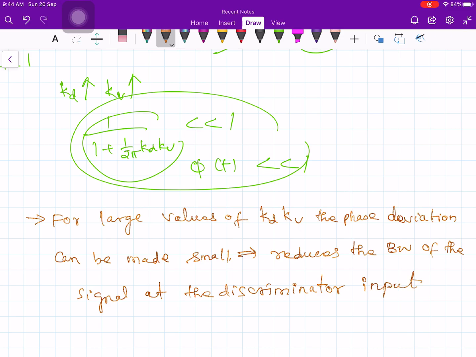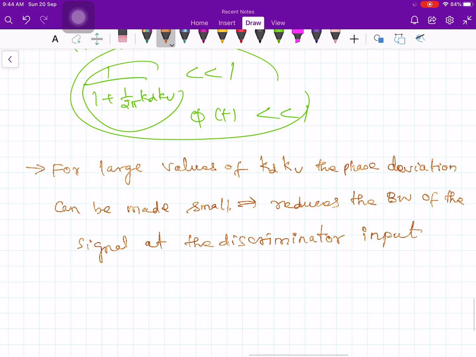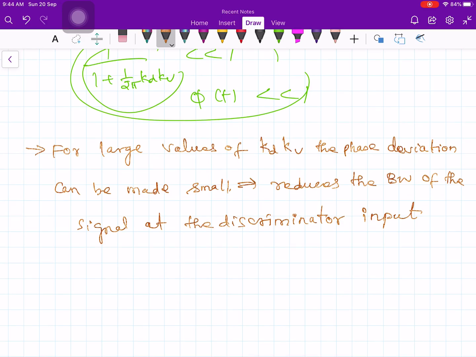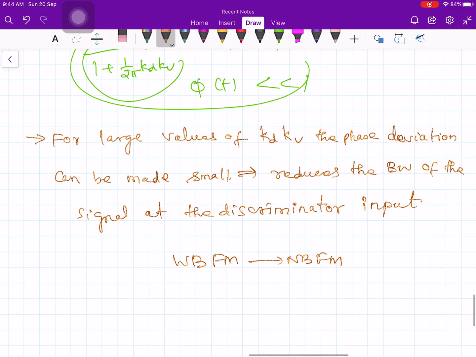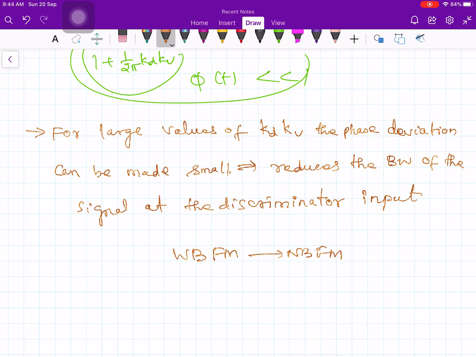Okay, so effectively it reduces the modulation index. Modulation index, of course, is defined only for sinusoidal modulating signals. In general, it converts a wideband FM signal to a narrowband FM signal. That means it reduces the bandwidth of the input to the discriminator. So that's all about the frequency compressive feedback demodulator.